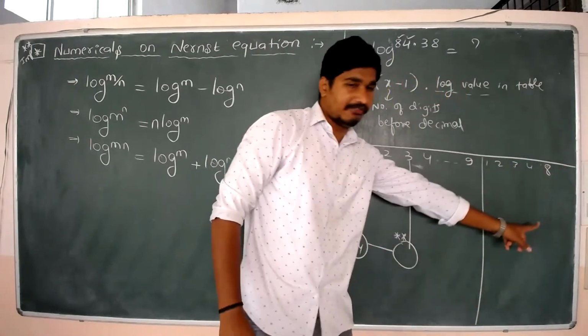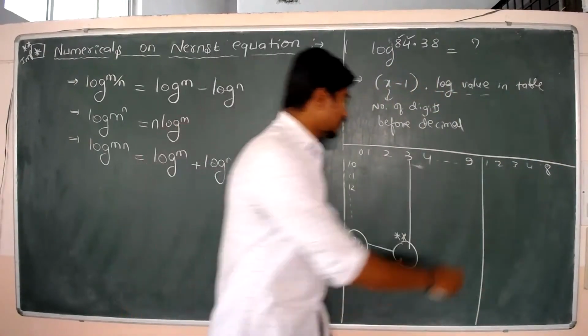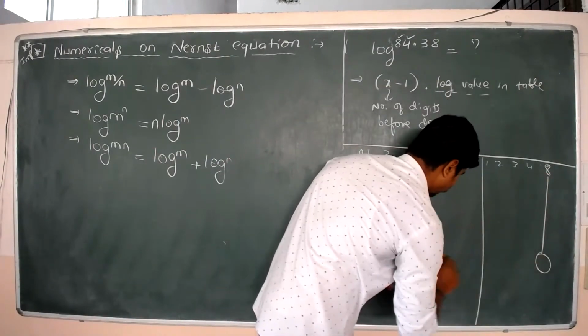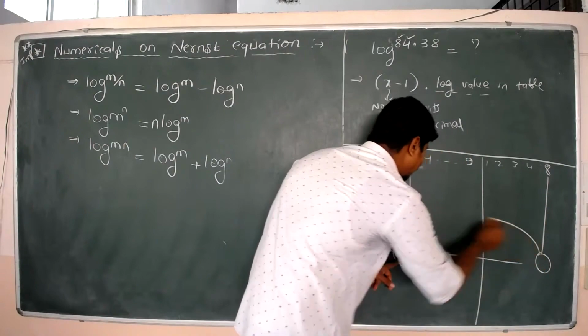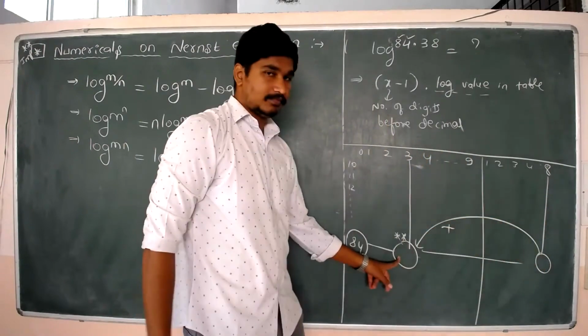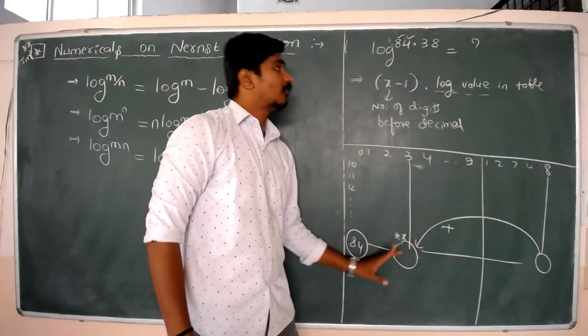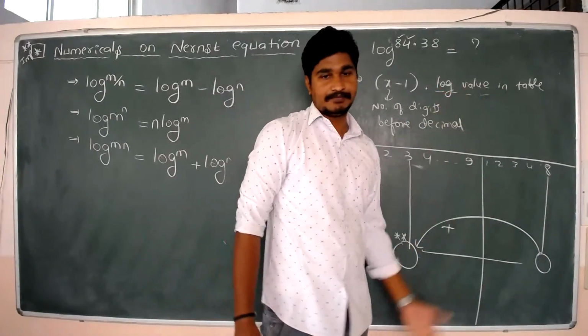That is called the mean difference. Here you will have to search in 84, and here 8 is there. Here you will get some value. That value is added to this value, maybe 1, 2, 3. That value is added to this value, and that will become the log value. That value you have to write here.